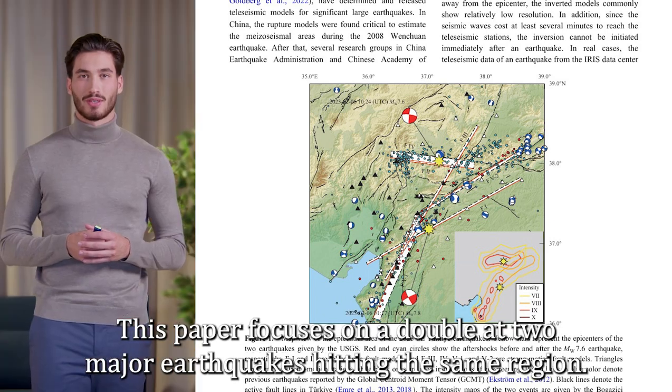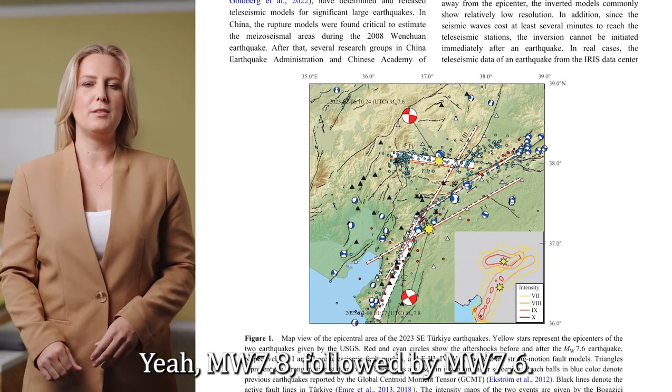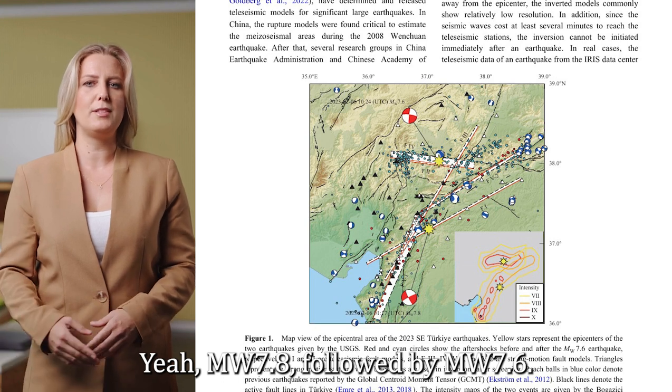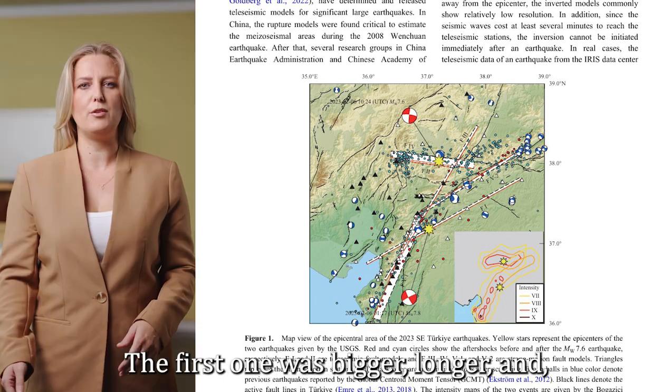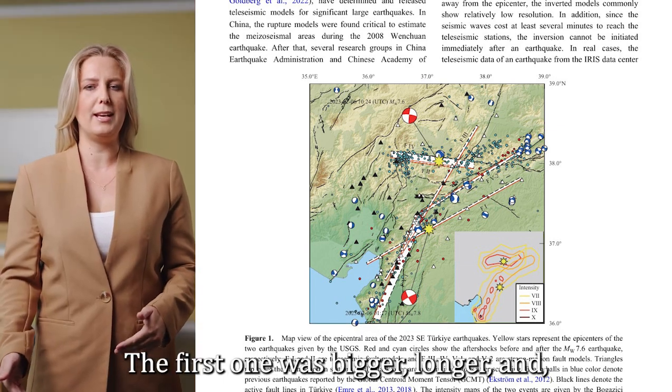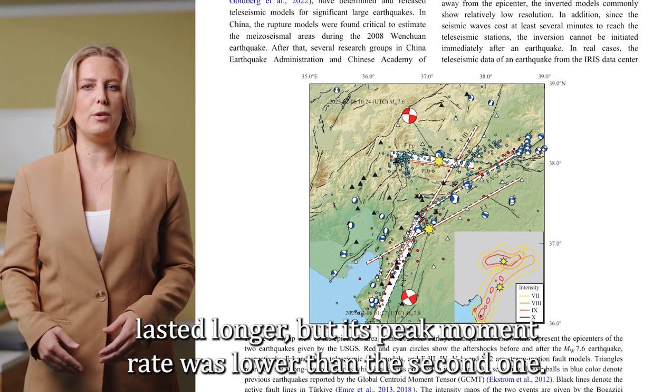This paper focuses on a doublet, 2 major earthquakes hitting the same region. Yeah, a Mw7.8 followed by a Mw7.6. Pretty intense, huh? And how did the inversions reveal the differences between these two quakes? The first one was bigger and lasted longer, but its peak moment rate was lower than the second one.